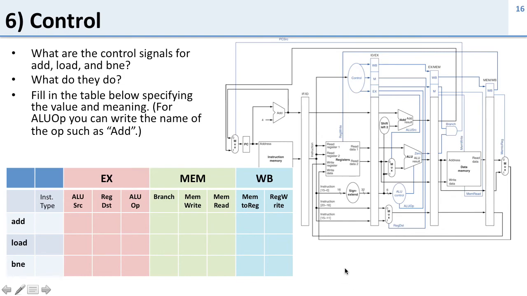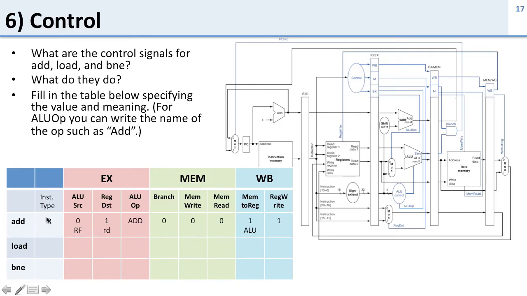Now let's take a look at control. So here we've got our pipeline register, and let's take a look in each of these stages what some of the control signals are for a bunch of different types of instructions. So for the add instruction, what happens? Well, it's an R-type instruction, and in the execute stage, what are we going to do here? So the ALU source is going to select the register file, because we're doing add, so we need 2 register values. The destination register here is going to be selected as the RD register, so we can write it back into the right place, because it's an R-type instruction. We have 3 registers. And the ALU operation is going to be an add.